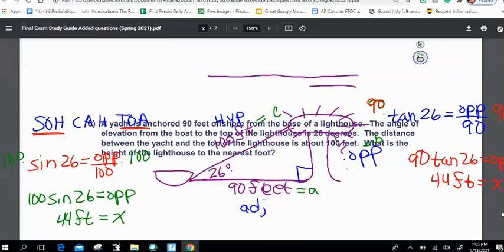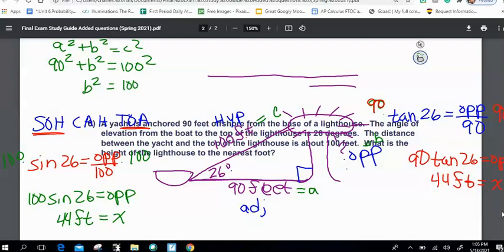All right, so we have a squared plus b squared equals c squared. A we said was 90. B we don't know. C is 100. We're going to move the 90 squared over because we're going to get b by itself. So 100 squared minus 90 squared. But then again, we're trying to get b by itself, so we square root both sides. Get b equals the square root of 100 squared minus 90 squared.